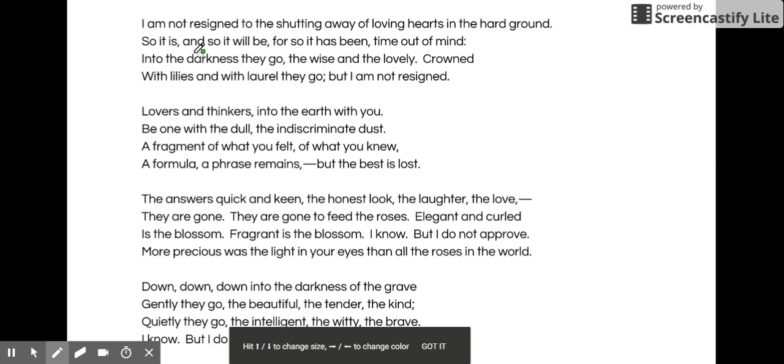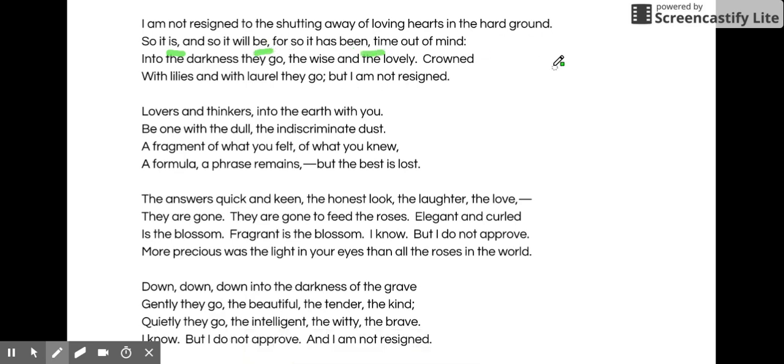Let's start with noticing caesura. It is one of the easiest things to see. So we're going to see this in the second line. So the first line is, "I am not resigned to the shutting away of loving hearts in the hard ground." And then it stops. "So it is, and so it will be, for so it has been, time out of mind." So I love the stops here in the caesura. And if you remember, I said that you're supposed to look and see what the two parts, or in this case, three, how they are related to each other because we have a break.